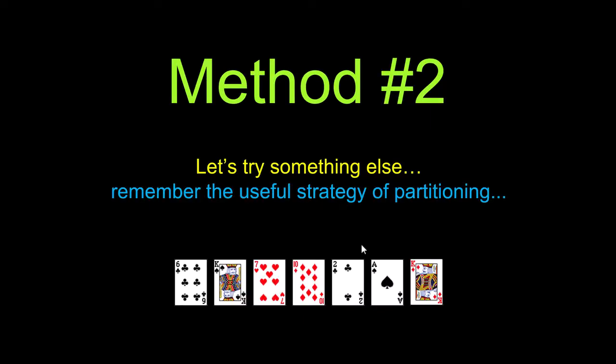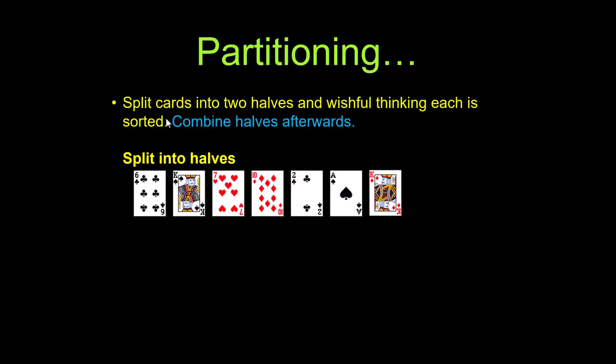Let's try another method. Remember when we talked about searching, we used the partitioning strategy. Let's see how it applies here. Here is the idea. Split the cards into two halves and, with wishful thinking, assume each is sorted, then combine the halves into one sorted list. We run through the example here.